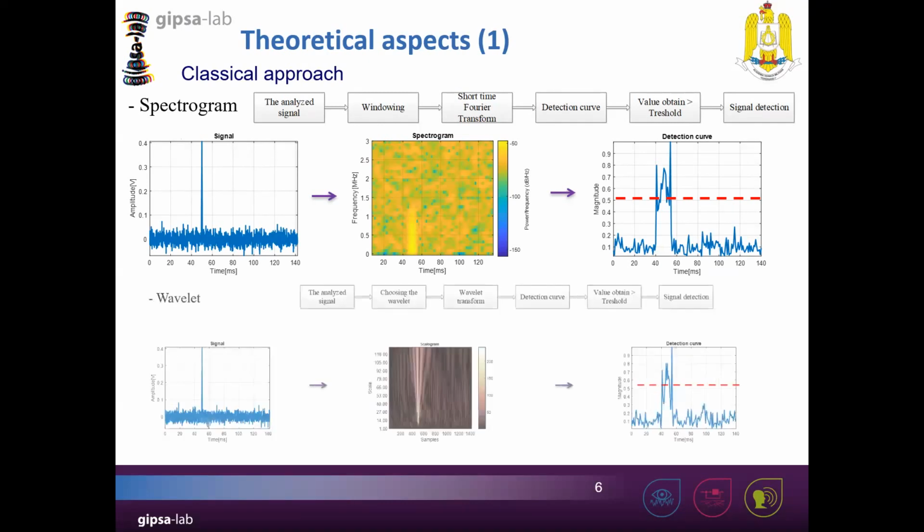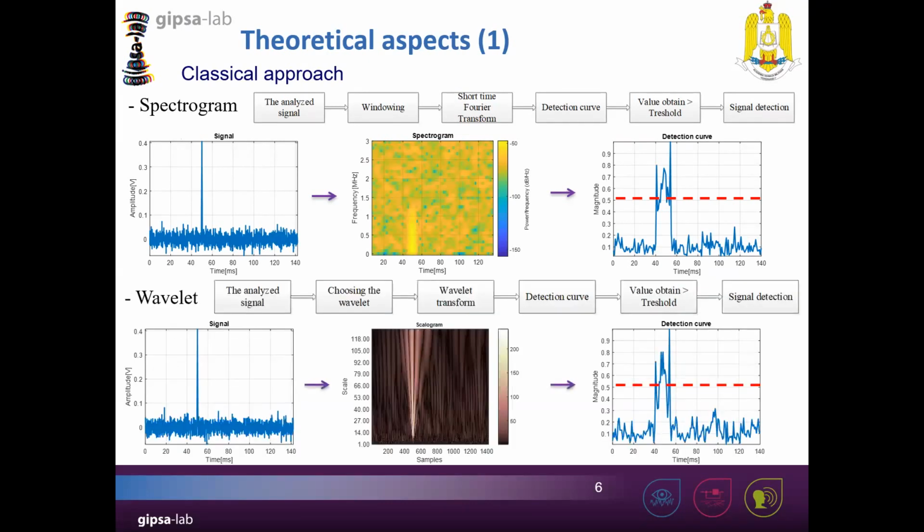The wavelet transform is a linear transformation used to decompose a signal into an orthonormal basis consisting of a family of functions called wavelets. As a result of this transformation, a two-dimensional function is obtained, namely the scalogram, which reproduces the signal energy distribution for a certain scale and position in time. The detection curve captures the appearance of the signal of interest for which its energy distribution exceeds a certain threshold.